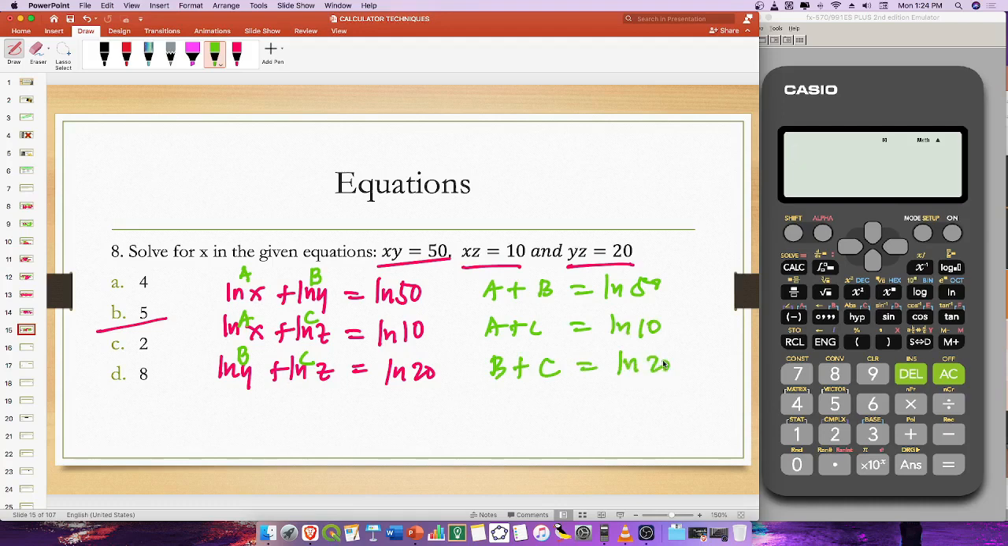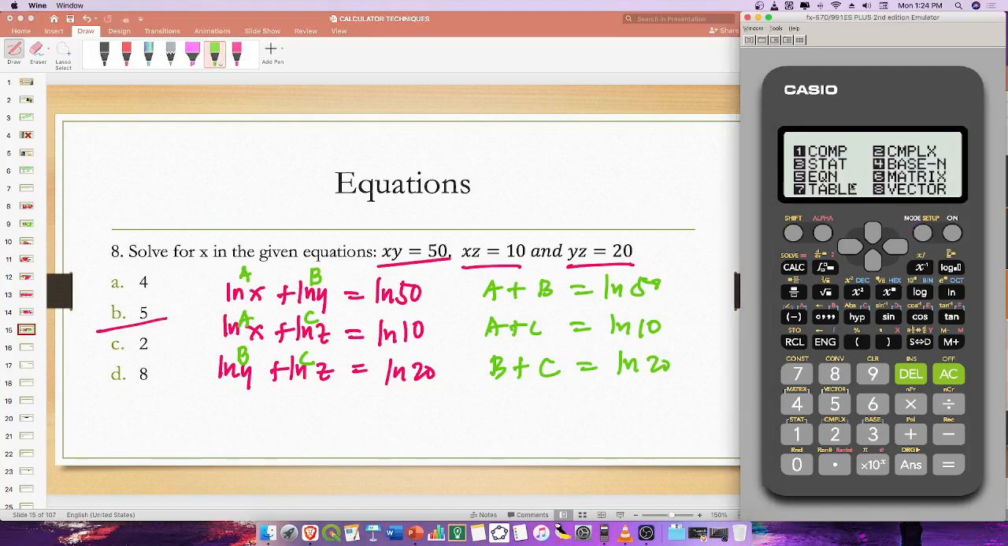Now we go to equations. Okay, mode in your calculator. Go to mode. Go to equation. That's number 5, and how many variables do we have? 3 variables. So select this one, 3 variables. So take note of the arrangement. A plus b, A plus C, B plus C.